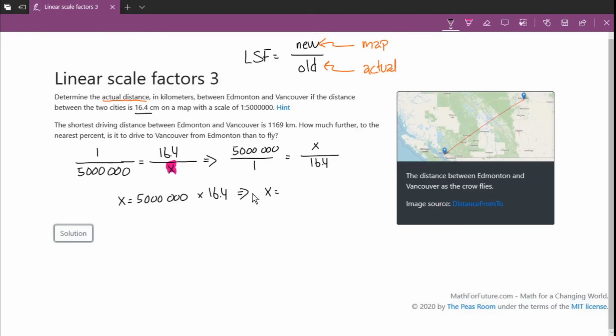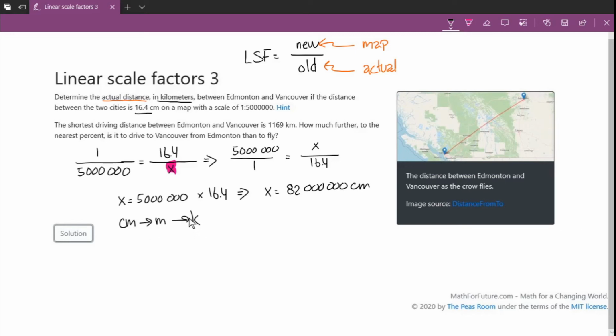If we multiply those two numbers, that gives us 82 million centimeters. Now they want the answer in kilometers. Okay, so we need to convert centimeters to kilometers, or we can actually go through meters: centimeters to meters, and then to kilometers.